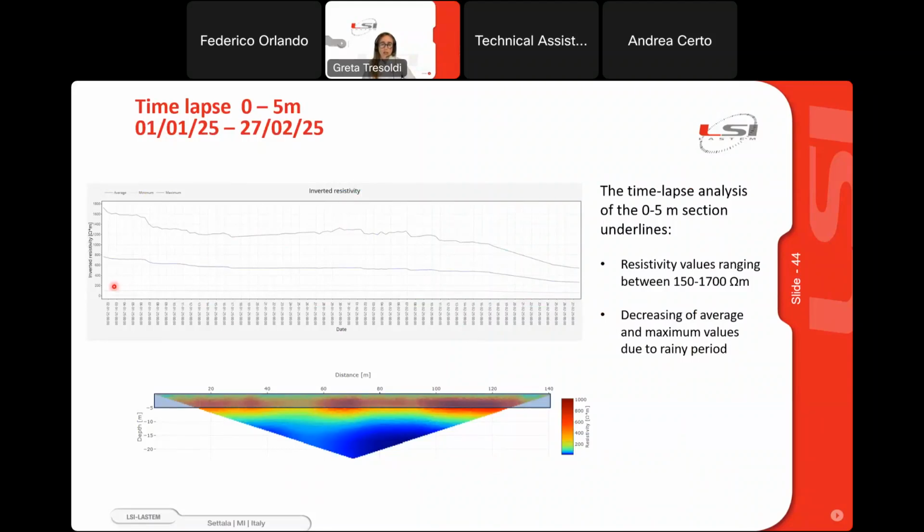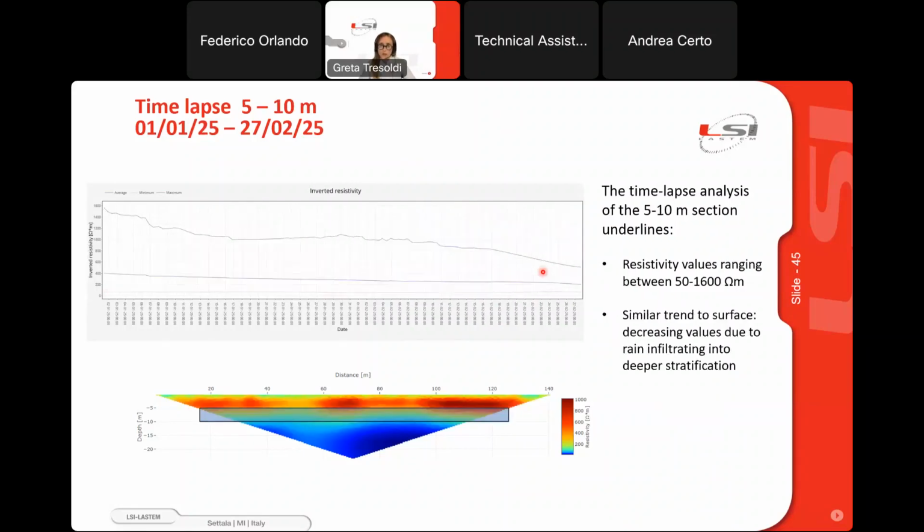Here, the same period from January to almost now of the surface. We can see the decrease of resistivity thanks to the wet season. Also below, between 5 and 10 meters, we can appreciate the same behavior. So also here rain is infiltrating and resistivity is decreasing.